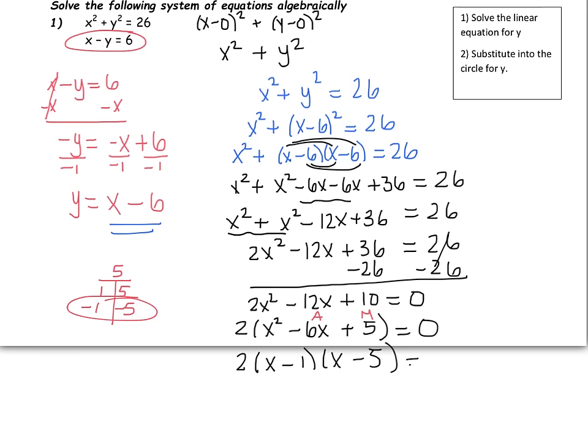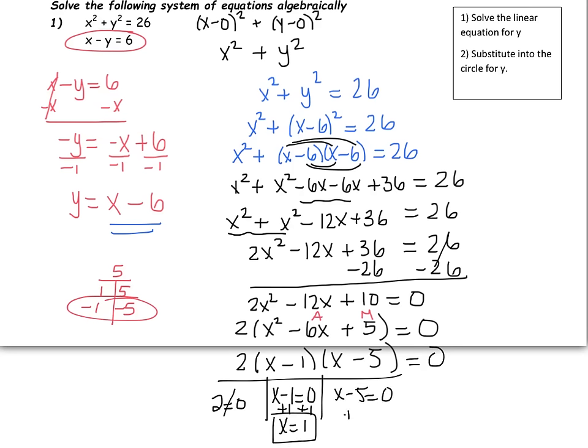So when we do our t-chart, each piece sets equal to 0. 2 equals 0 makes no sense. X minus 1 equals 0. X equals 1 if you add 1 to both sides. And then x minus 5 equals 0. Add 5. X equals 5.